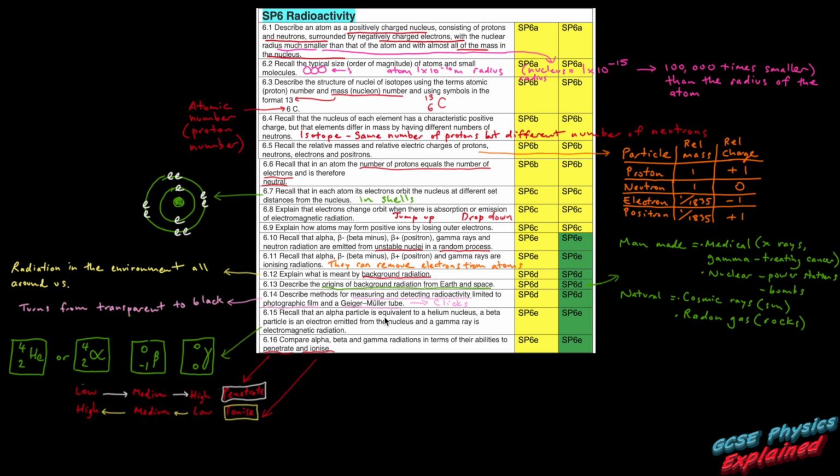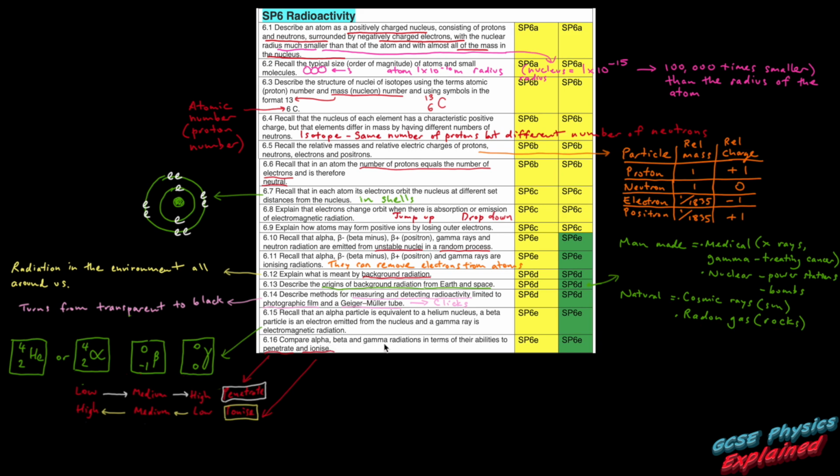Recall that an alpha particle is equivalent to a helium nucleus, which is here, helium nucleus. So it's helium but without the electrons. A beta particle is an electron emitted from the nucleus. There's your beta there. So 0 mass and a charge of -1, so it's basically a fast-moving electron. And a gamma ray is electromagnetic radiation. So it's just pure energy, no mass, no charge. And all of these come out of the nucleus randomly.